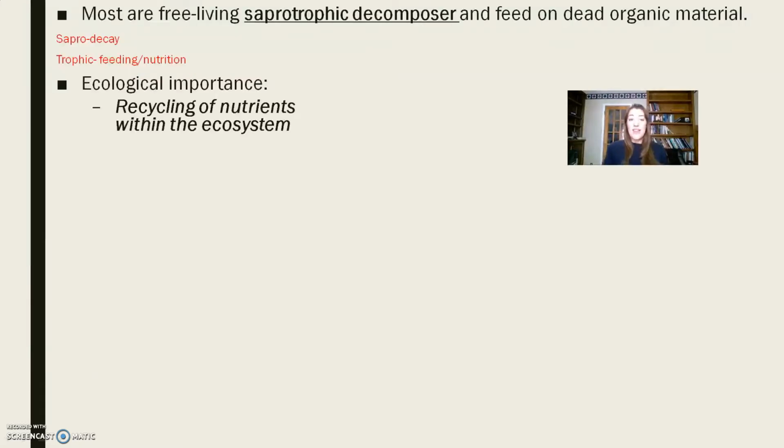Most fungi are free-living, what we call saprotrophic decomposers. Sapro means decay, and as we talked about previously, trophic means like feeding or nutrition, different levels there. So these guys eat decayed organic material. And so they're really important for recycling nutrients back within the system. Without them, all the minerals and vitamins and things that are in the ground or from other living organic material couldn't be used again. So these guys are critical in putting them back into that cycle.